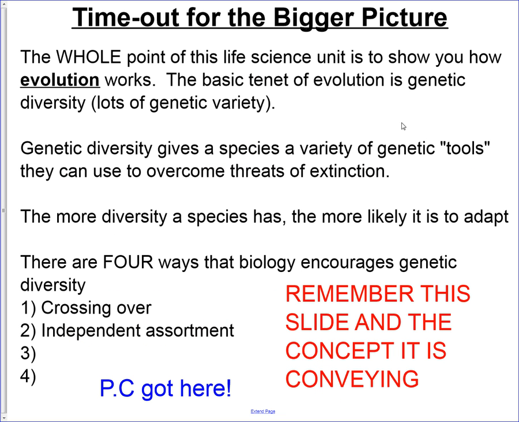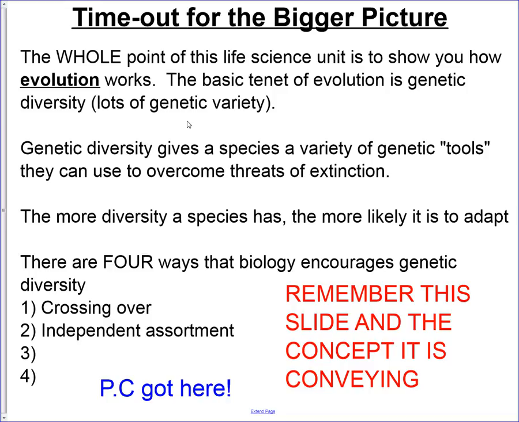Okay, I need to take a time out for the bigger picture of the life science unit. The whole purpose of the life science unit is to give you everything you need to know about how evolution works, from down to the very molecular level, and that's kind of where we are right now with studying cell division. Evolution is based off of genetic variation. If we were all clones and we got a virus, all of us would respond to the virus in the exact same way. And if it was a dangerous enough virus, then the entire species would get wiped out.